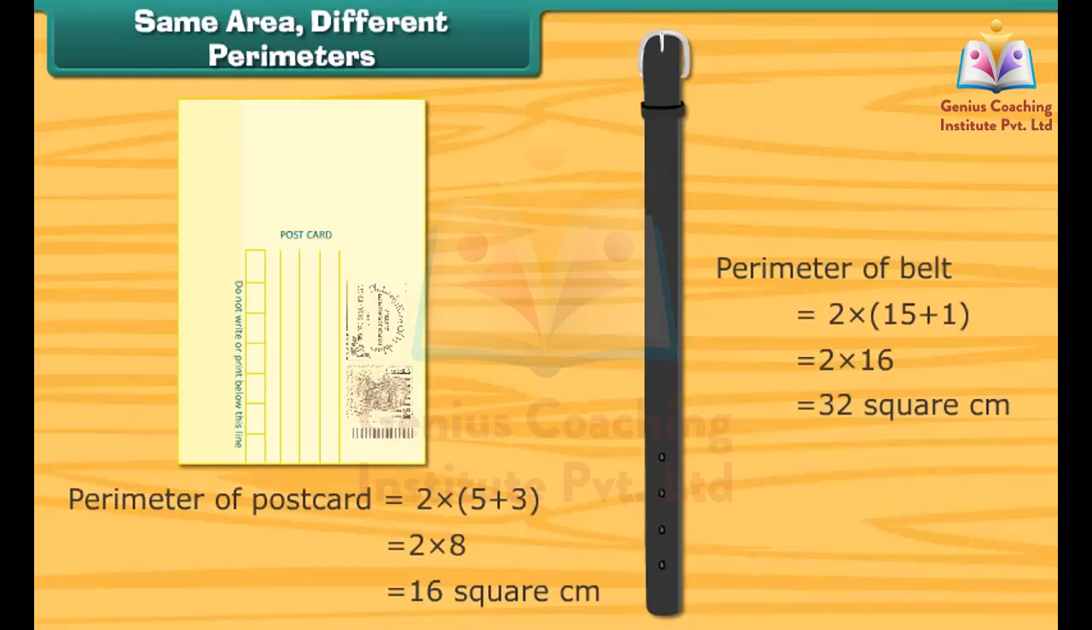Thus, the things with same area can take different forms. The perimeter of such things can be same or different.